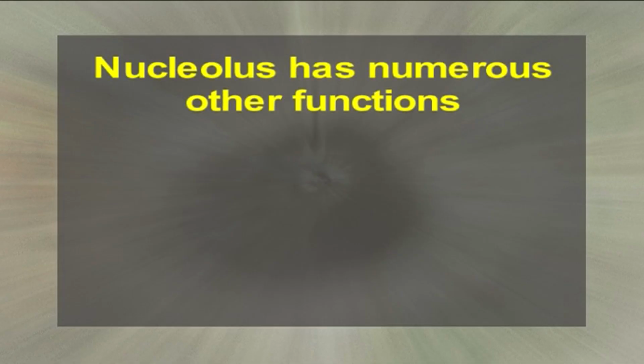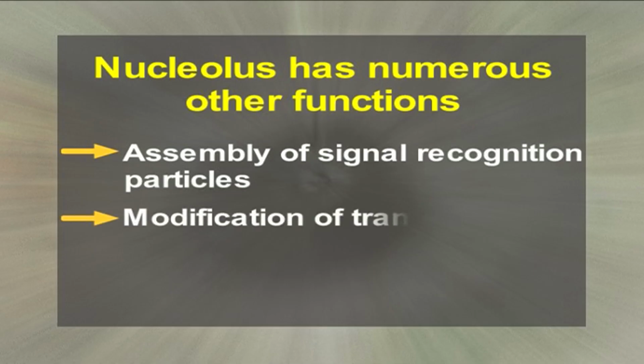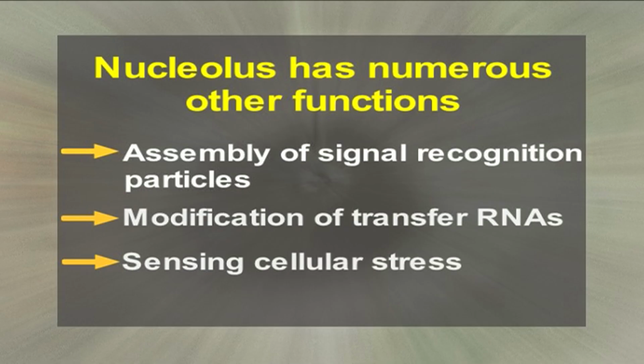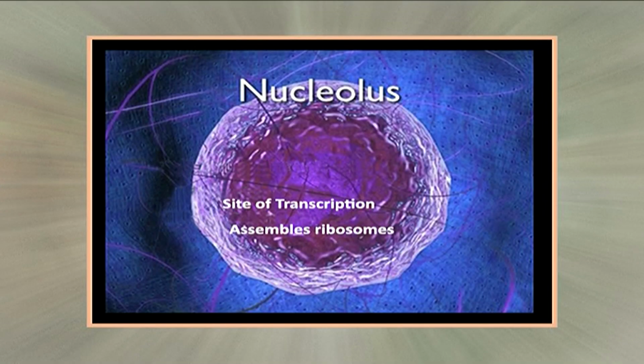The nucleolus has numerous other functions, including assembly of signal recognition particles, modification of transfer RNAs, and sensing cellular stress. The nucleolus and rRNA processing. The most prominent nuclear body, the nucleolus, is the site of RNA transcription and processing as well as aspects of ribosome assembly.